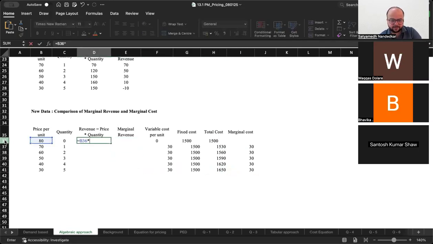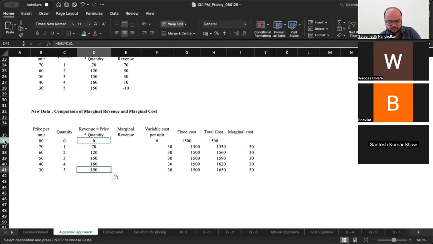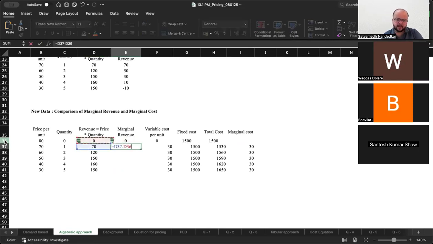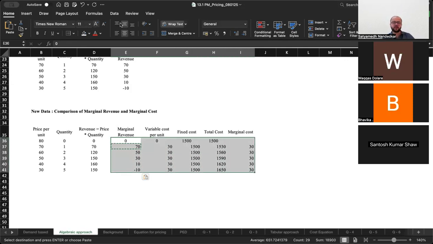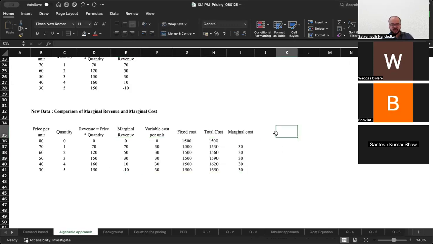Here revenue is 0. Marginal revenue here is 70 minus 0, one more unit. Now let's observe the relationship between these items. We have a lot of data points.